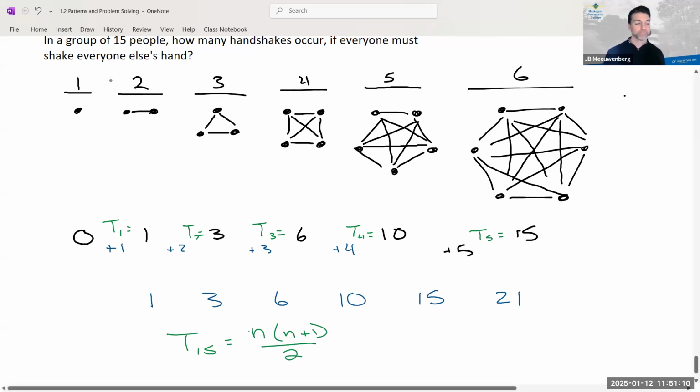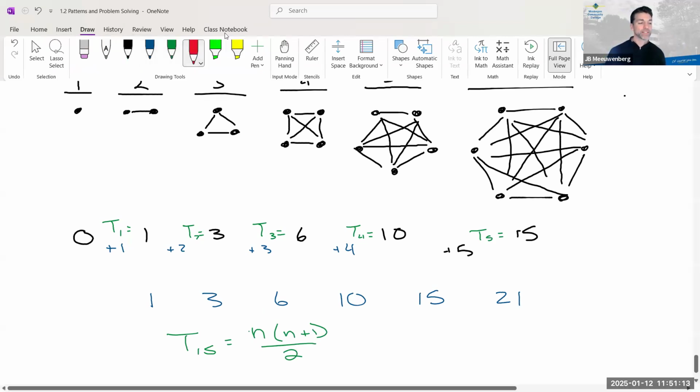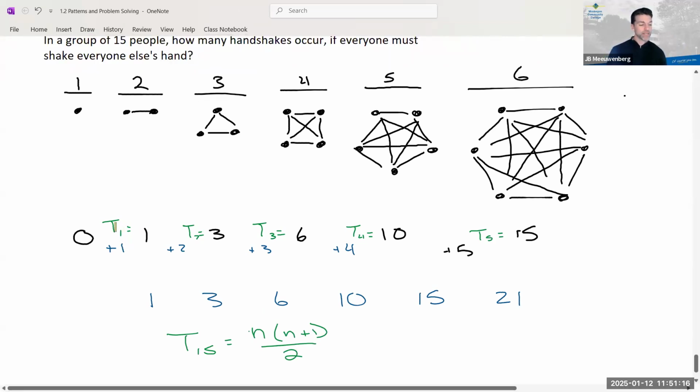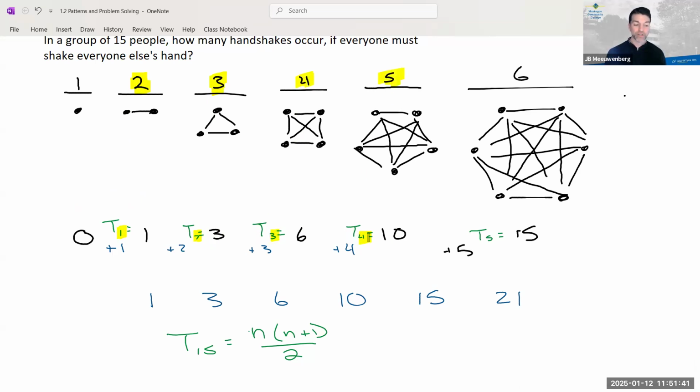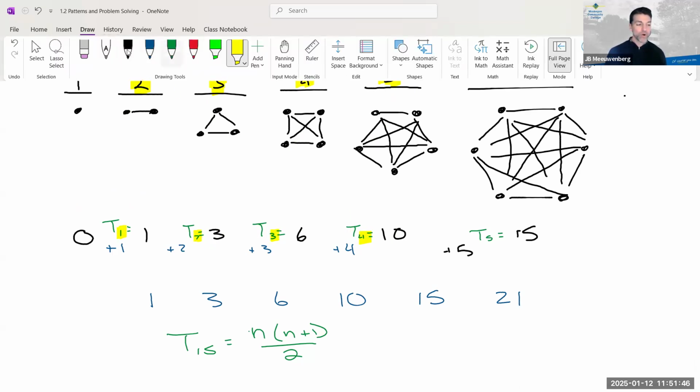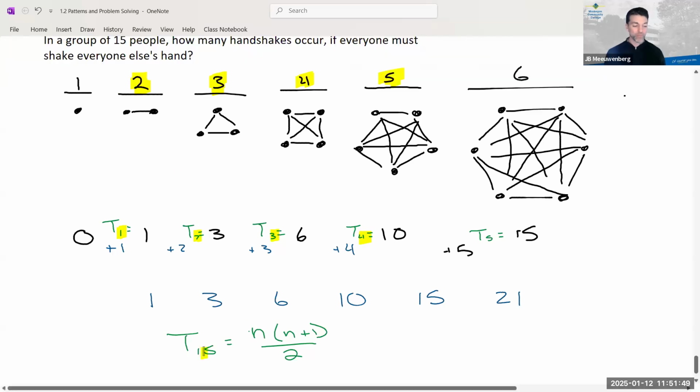However, there's a little problem. We have to be careful with this. Notice how I did triangular number 1, triangular number 2, triangular number 3, triangular number 4. But notice the number of people in the room. 2 people is triangular number 1. 3 people is triangular number 2. 4 people is triangular number 3. 5 people is triangular number 4. So when we want to find the number of handshakes, we're not going to go by the number of people in the room, are we?